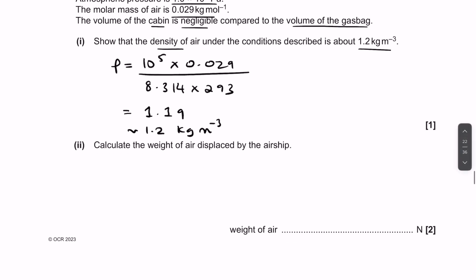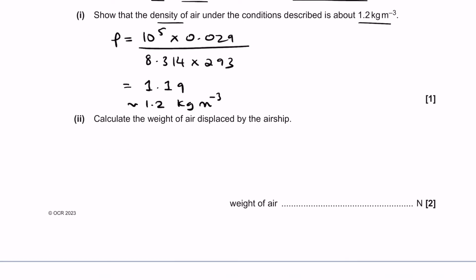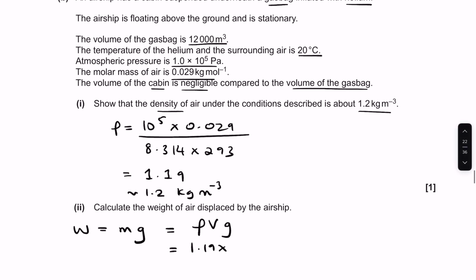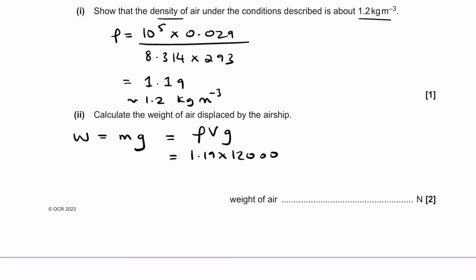Okay, calculate the weight of the air displaced by the airship. So that's just m times g. Okay, and we know that m can be rewritten as rho times v. So we know the density, we know the volume, which is 12,000, and therefore our answer is 140,000 newtons.